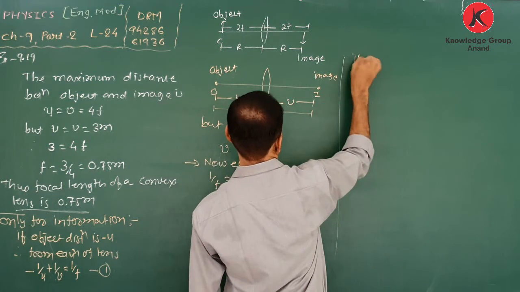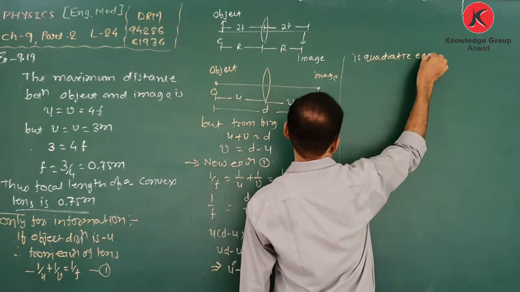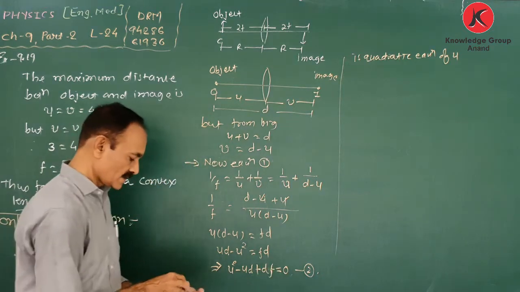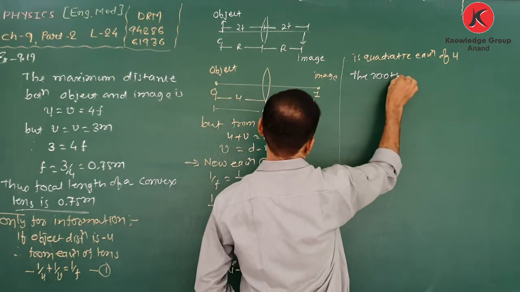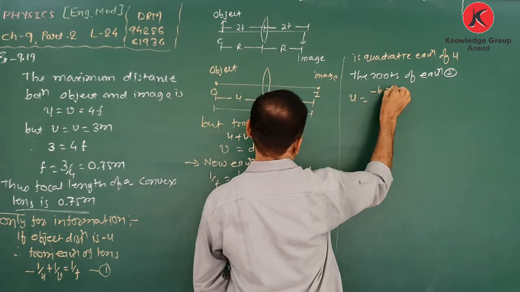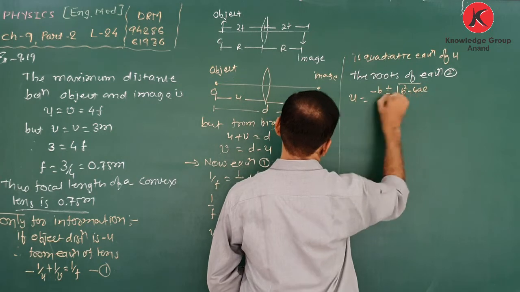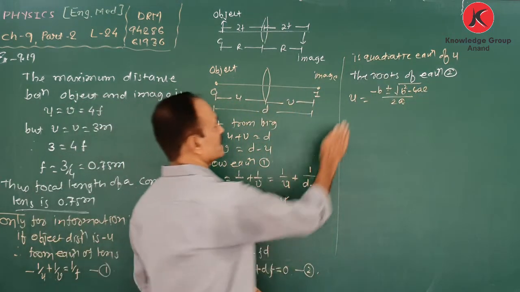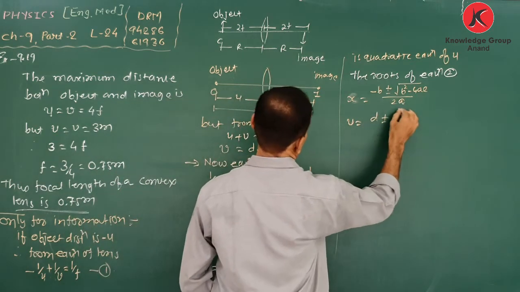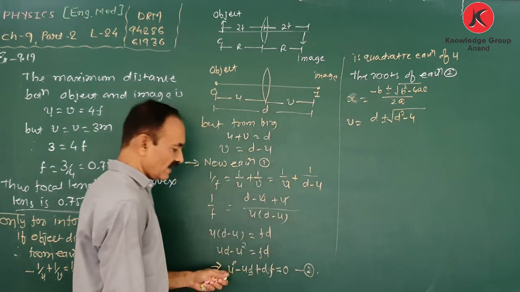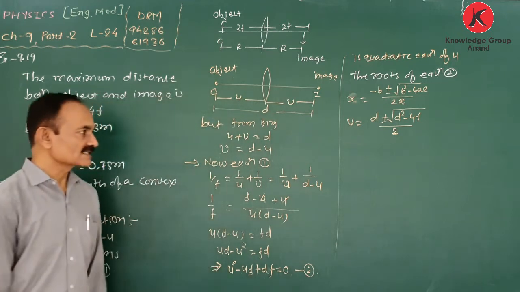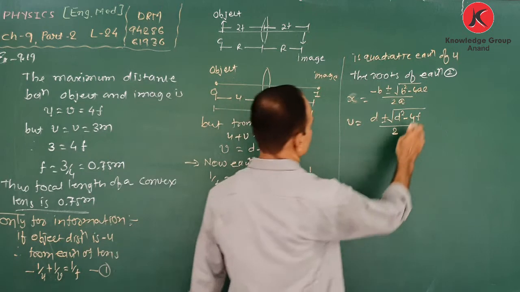Then equation 2 is a quadratic equation of u. Now, what are the roots of this equation? The roots of equation 2 are u is equal to minus b plus or minus square root of b square minus 4ac, upon 2a. According to this equation, we can write u is equal to minus b, which is minus d, therefore d, plus or minus square root of b square minus 4 a c, with a 1 and c equal to df, that is d square minus 4df, upon 2a.